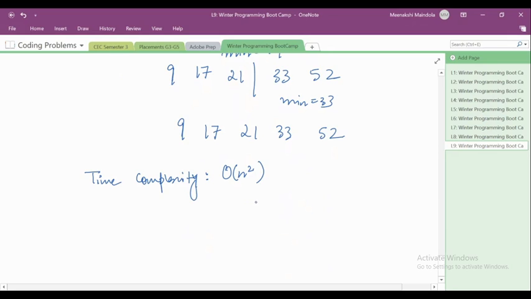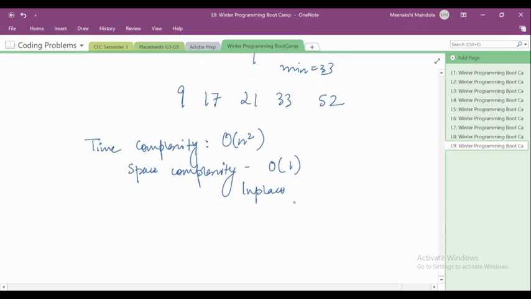And what will be the space complexity? The space complexity is going to be order of 1. Order of 1 means there is no extra space, so this is an in-place sorting algorithm.